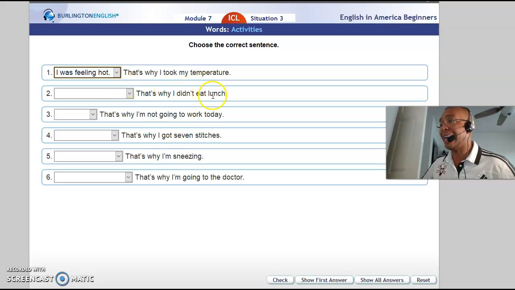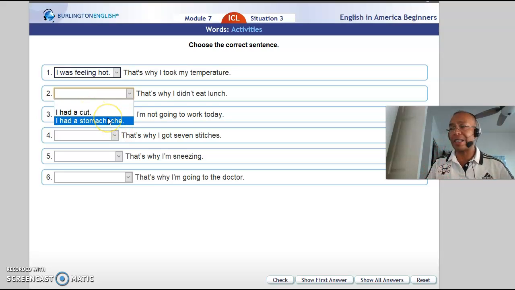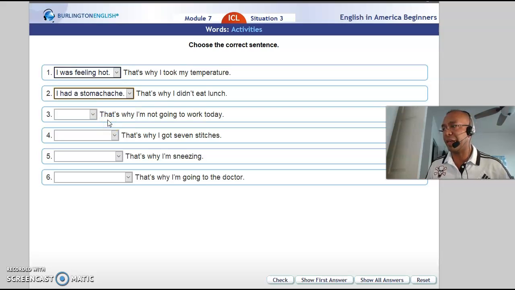That's why I didn't eat lunch. So what could it be? I had a cut. Or I had a stomachache. Stomachache and eat go well together, right? So yes, the correct answer is I had a stomachache. That's why I didn't eat lunch.